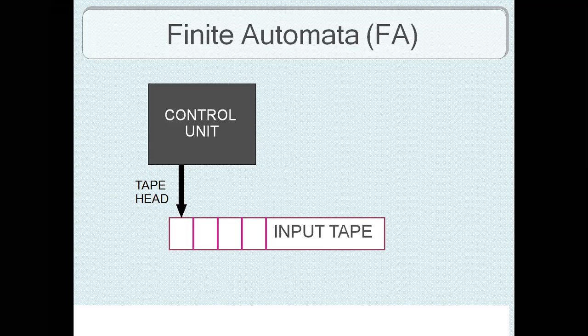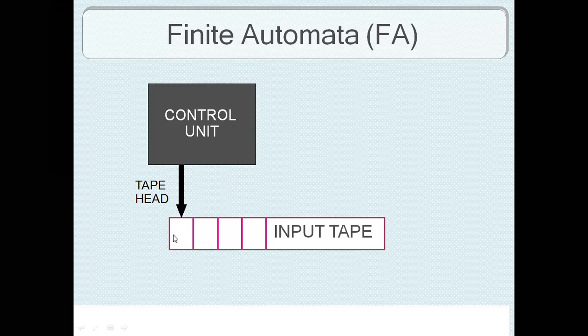So accept happens when it reaches the final state. So these are the three components of finite automata. First one is the input tape, second one is the read only head, and third one is the control unit. So here are the three components. This is the block diagram for the finite automata.